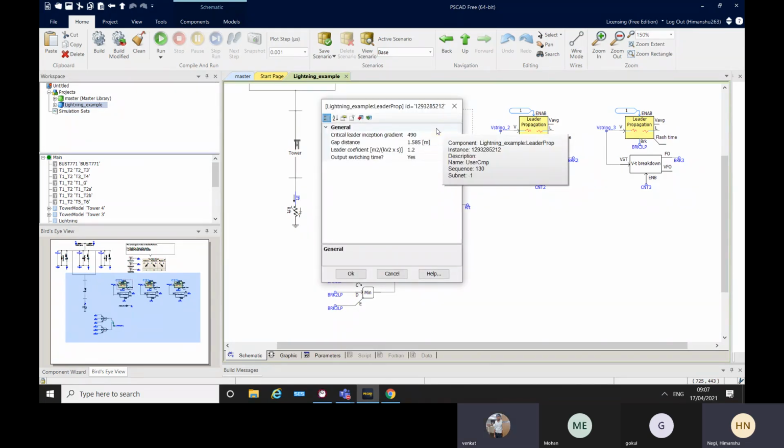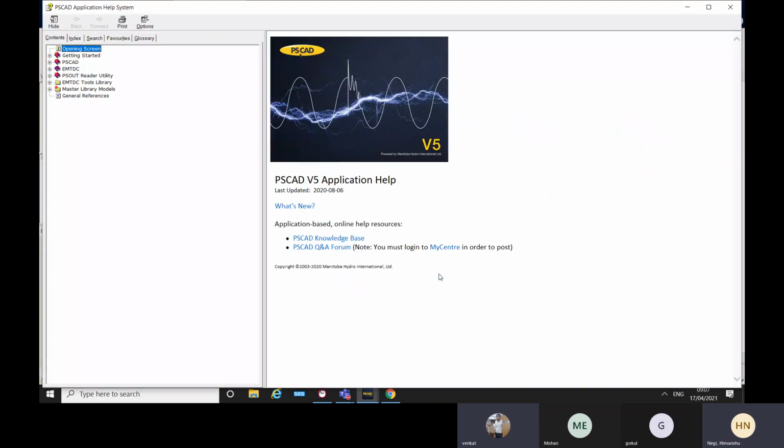If you double click and go for help, can you go for help? Nothing comes up. Here you can see this. There is nothing displayed.